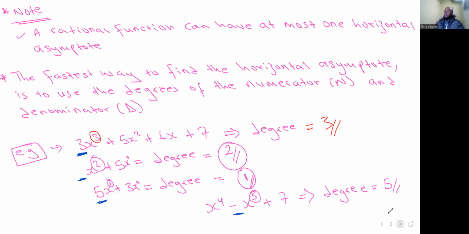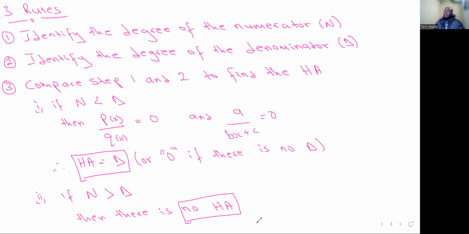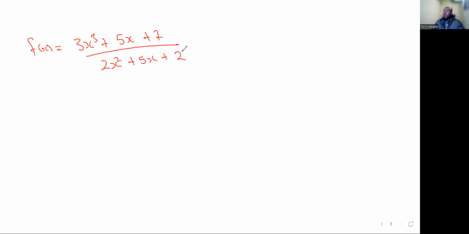But don't forget, like I said, if the degree of the numerator is greater than the degree of the denominator, there is no horizontal asymptote. So if, for example, you have f of x equal to 3x cubed plus 5x plus 7 divided by 2x squared plus 5x plus, let's say, 8. And you were told to find the horizontal asymptote.